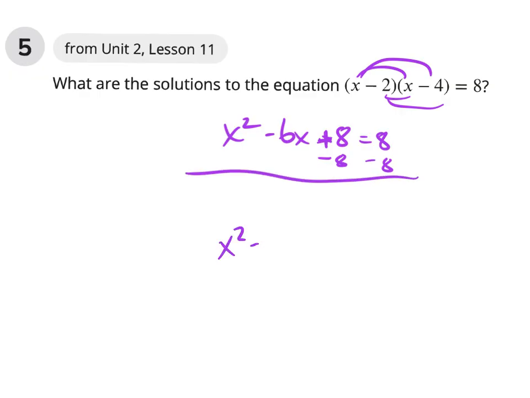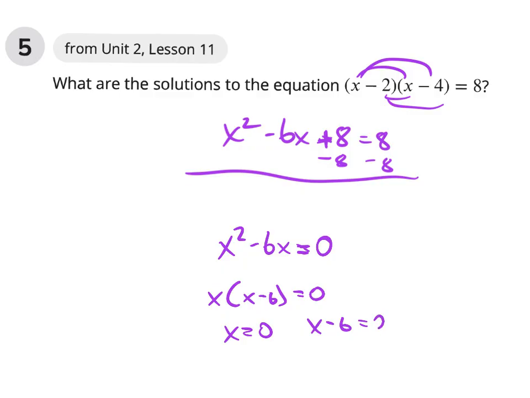So x squared minus 6x equals 0. Factor out the x, we get x, and then we get x minus 6. x equal to 0. x minus 6 equal to 0. We get x equals +6.